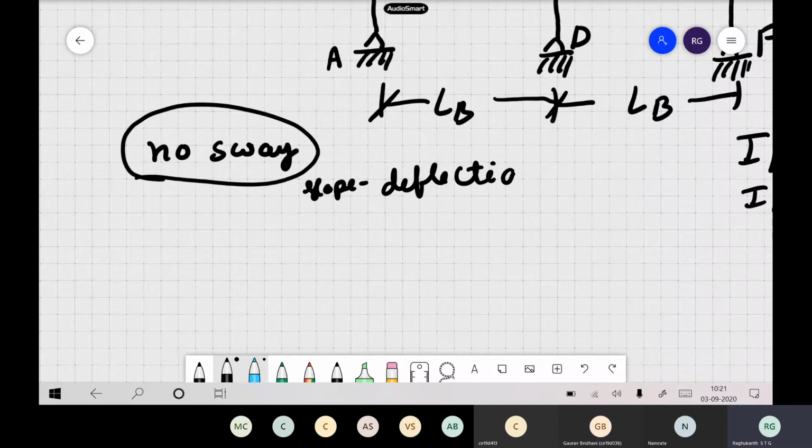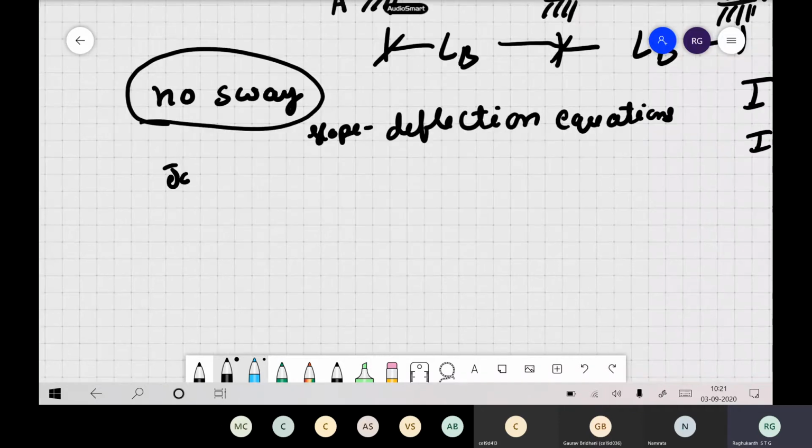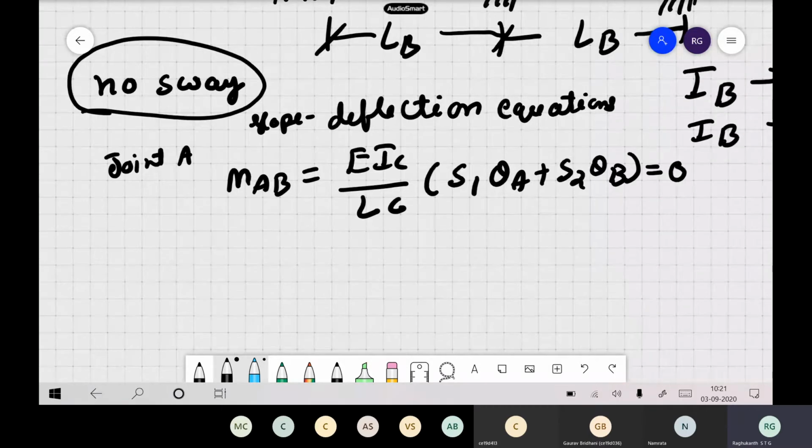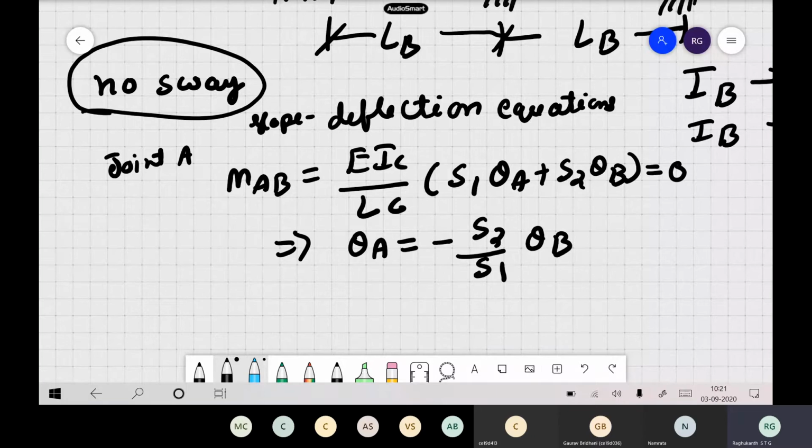If you try to write the slope deflection equations, total 6 rotations are there. Now at the joint A, your MAB can be written as EIC by LC times S1 into theta A plus S2 into theta B, which is equal to 0, because this is simply supported. So your theta A is minus S2 by S1 times theta B. So these two are related.